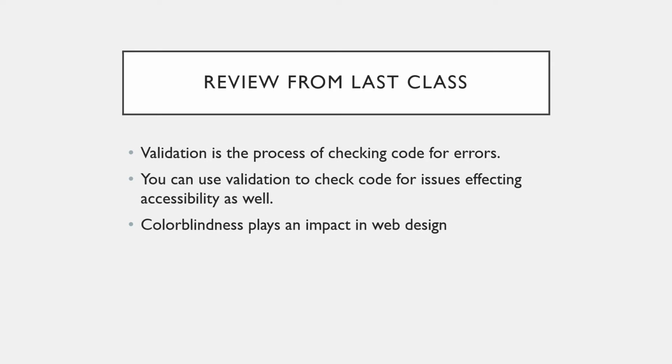In the last class, we talked about validation. Validation, as you know, is the process of checking your code for any errors. You can also use validation to check code for issues affecting accessibility as well. And we also talked a little bit about colorblindness and how that plays an impact in web design.